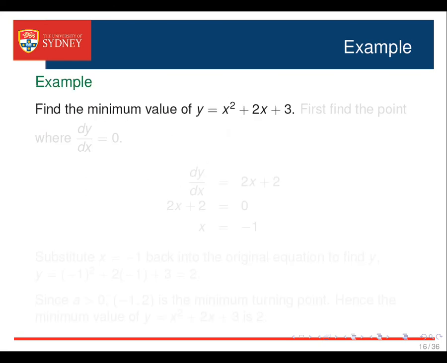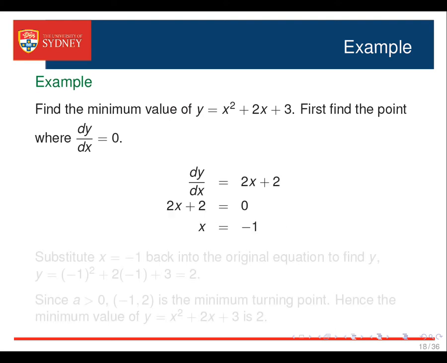Now let's present to you some examples. For the quadratic function y equals x squared plus 2x plus 3, we want to find the minimum y value. First, we find the point where the gradient is 0. Do this by differentiating the function and setting the derivative to 0. Then solve for x. You get x equals minus 1.